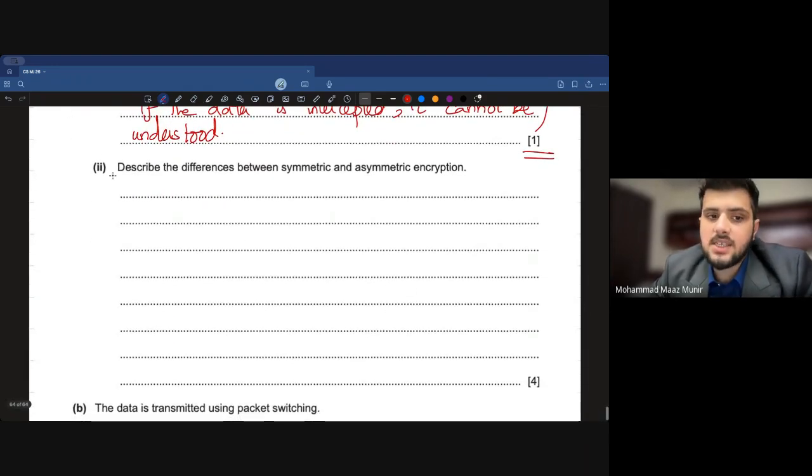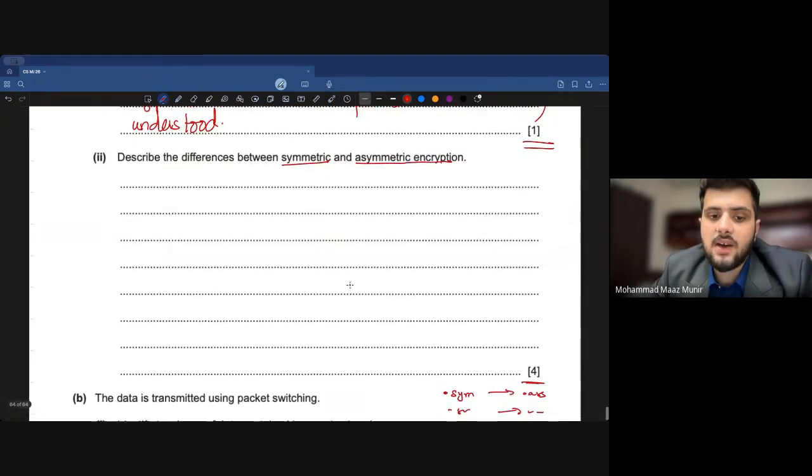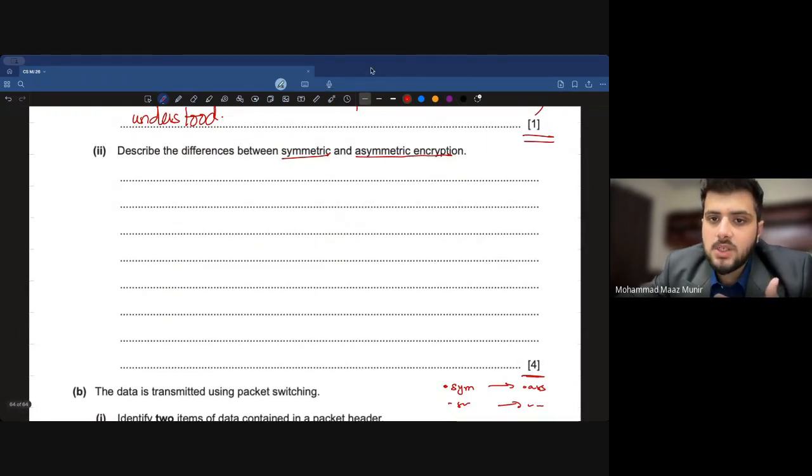Now, the second part says describe the differences between symmetric and asymmetric encryption. Ideally, this is a 4-mark question, which means you should give one point about symmetric, that it happens this way, and then tell how asymmetric is different. Symmetric, and then asymmetric.